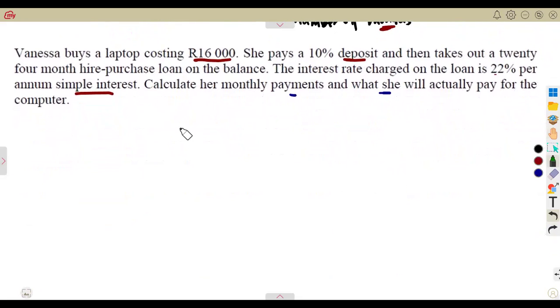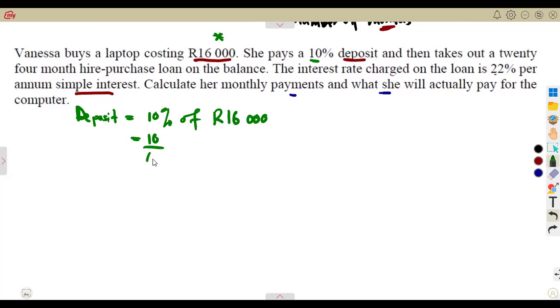All right, so let's see. The amount of the laptop is 16,000. Let's talk about the deposit first. As we saw, you need the deposit. The deposit is 10% of the 16,000 Rand, the amount of the laptop. So that's 10 over 100 times 16,000, which gives us 1,600. So she deposited 1,600. This is her deposit.